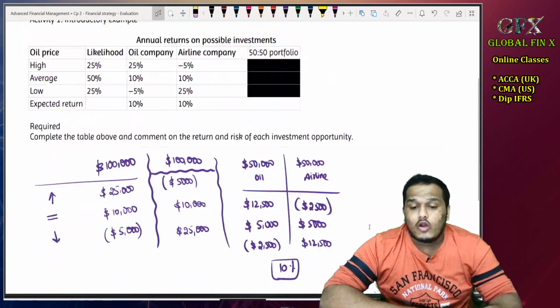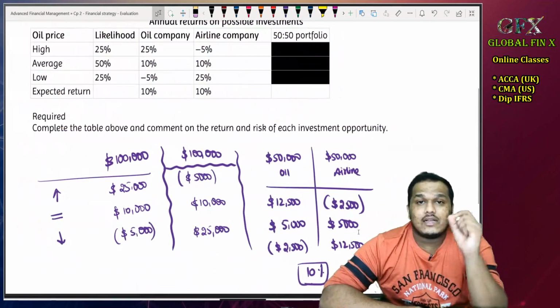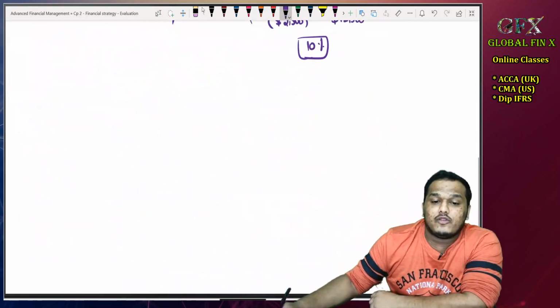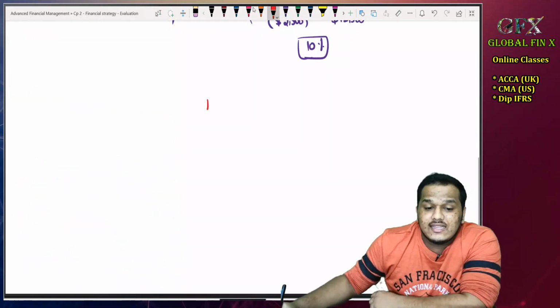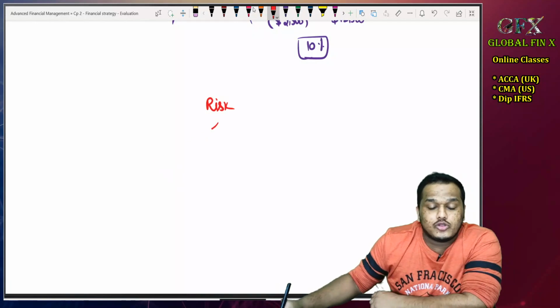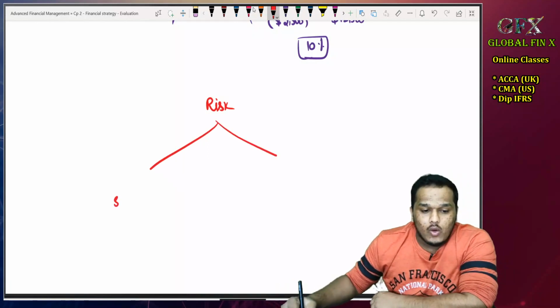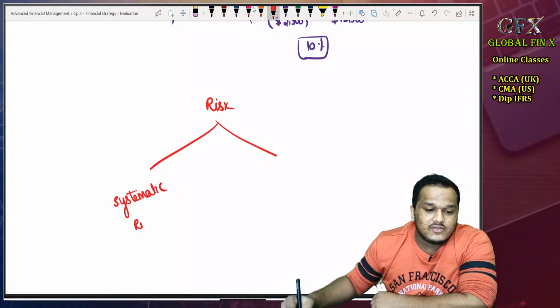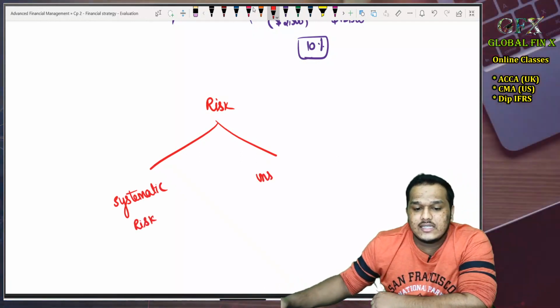Now, this overall risk with respect to financial management is divided into two kinds of risk. What are those? One is called systematic risk and the other one is called unsystematic risk.